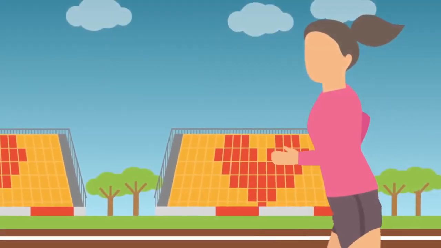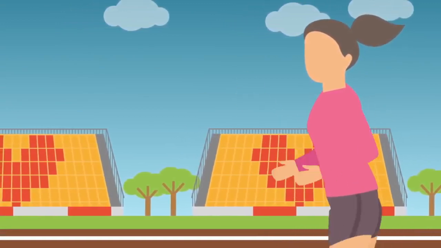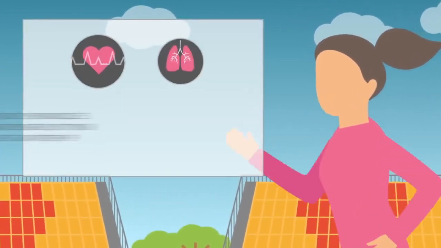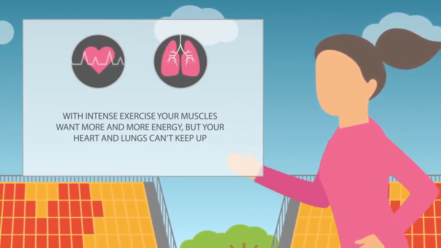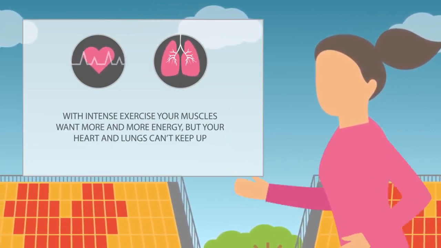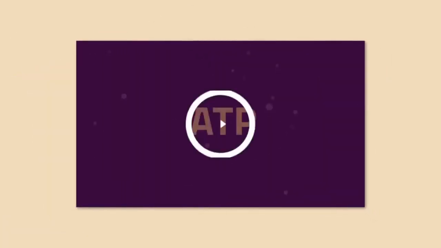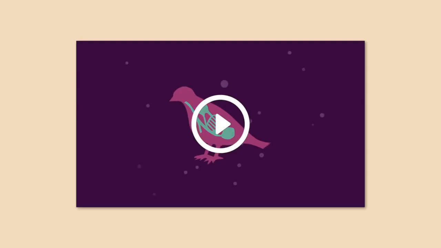You are running a 1500-meter race, breathing deeply to get the oxygen so that you can respire and keep up the energy supply to your muscles. Your muscles keep wanting more and more energy, but your lungs can't keep up. Do you have to quit the race? No. In the respiration video, we discovered the difference between aerobic and anaerobic respiration, and then looked at aerobic respiration in more detail.